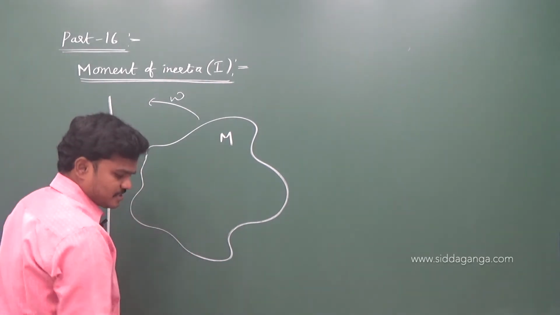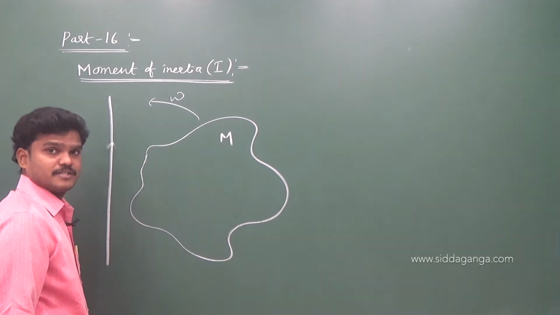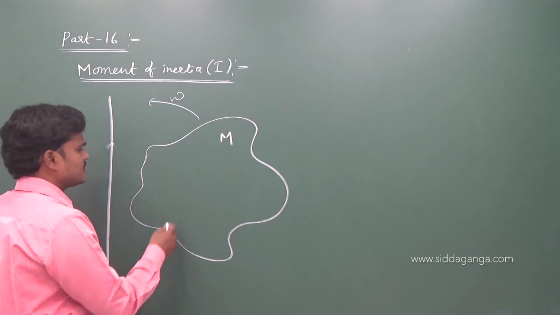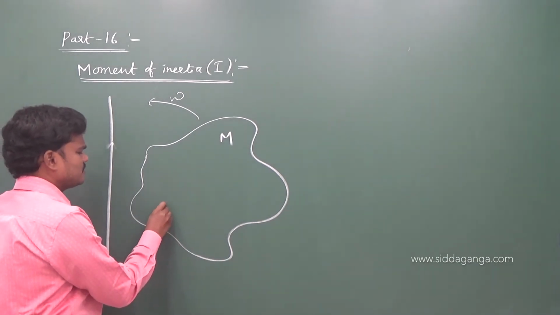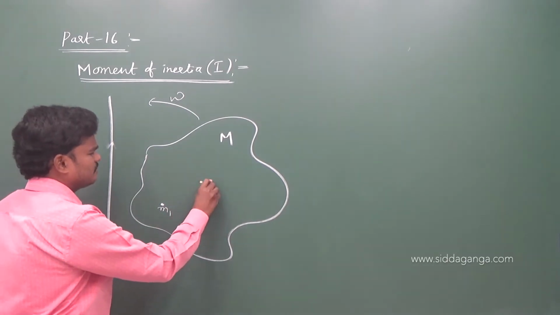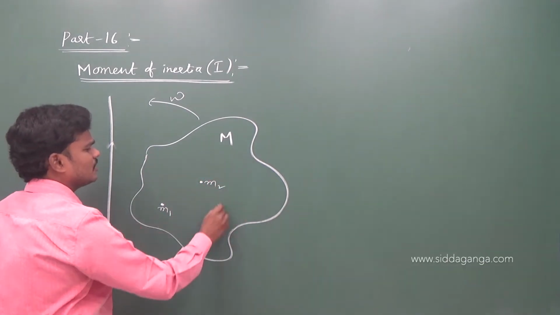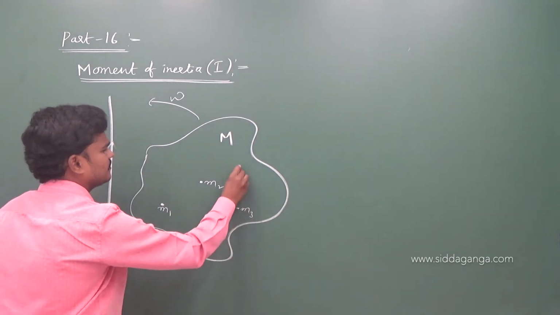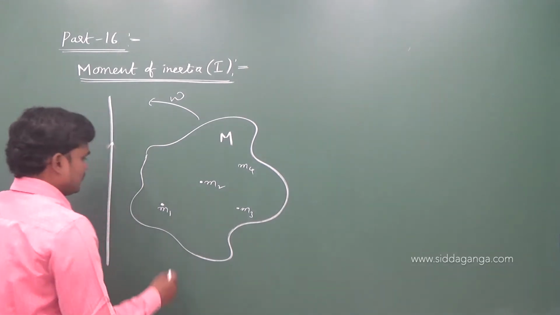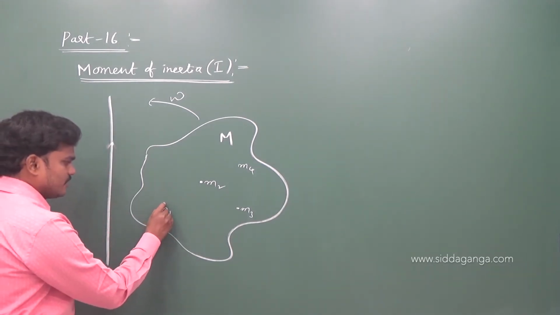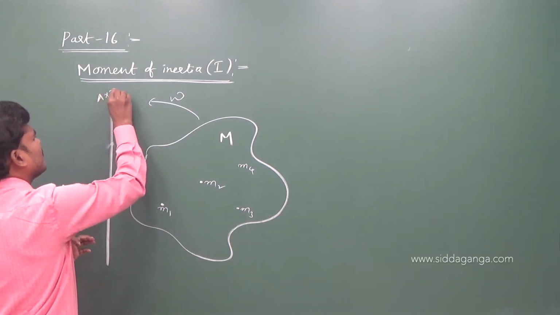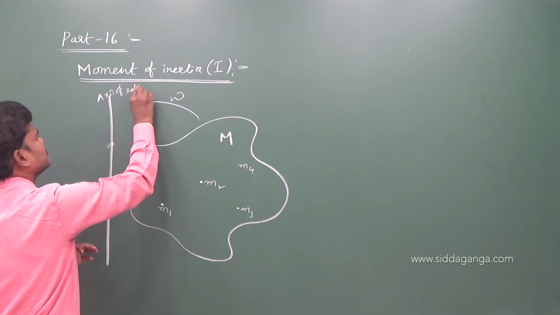So a rigid body consists of systems of particles, nothing but a group of particles. So it consists of a number of particles. Let us consider one particle whose mass is m1, another particle of mass m2, m3, m4, and so on. If the rigid body is rotating about this axis of rotation, see, what is this now? Axis of rotation.